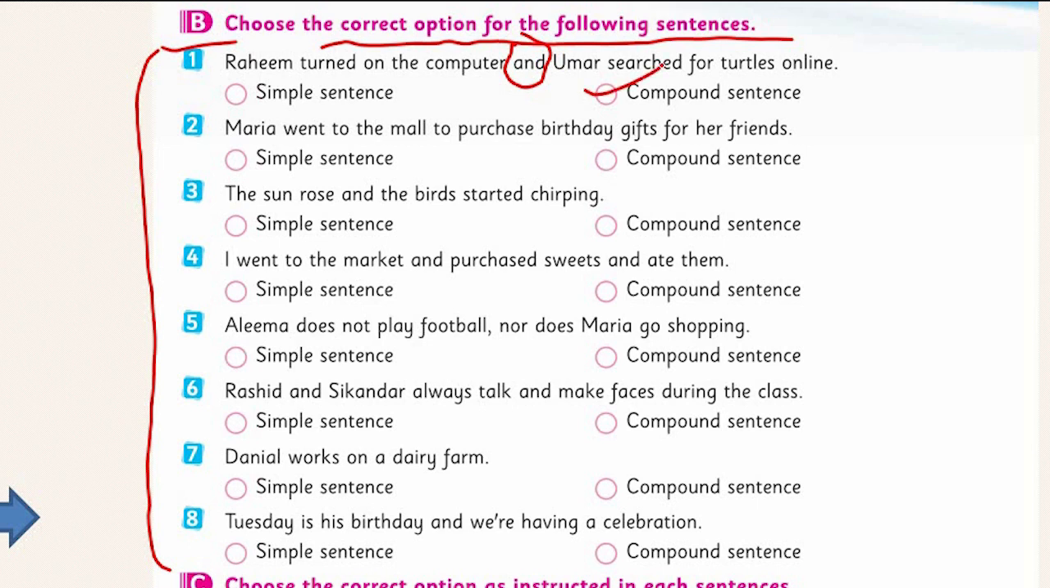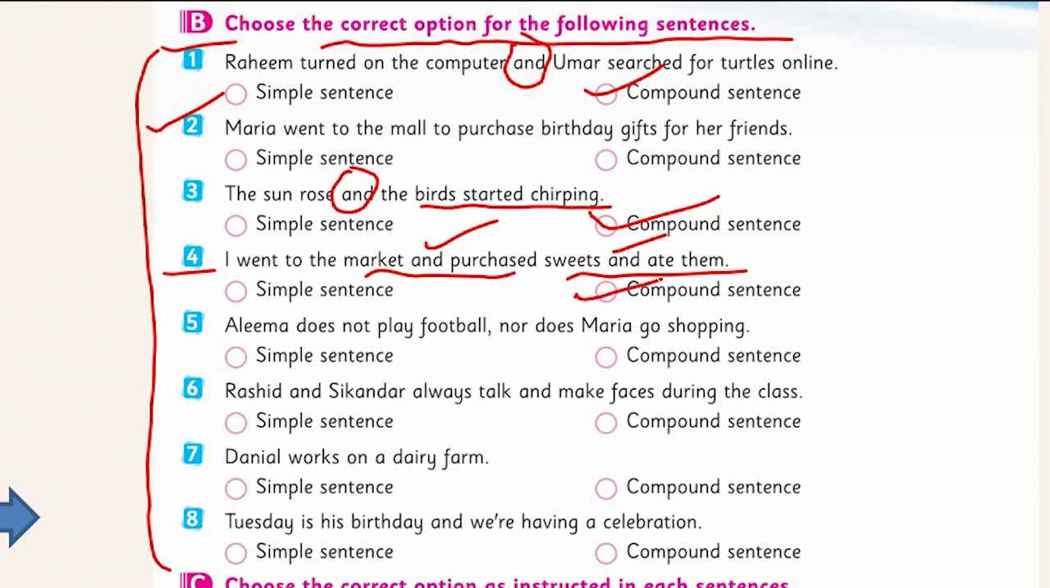Look at the second one. Maria went to the mall to purchase birthday gifts for her friends. Yes, we don't have any coordinating conjunction here, so it is a simple sentence. Look at the third one. The sun rose and the birds started playing. Yes, we have and here, so it's a compound sentence. Look at the fourth one. I went to market and purchased sweets and ate them. We have 2 and here, so it is a compound sentence.